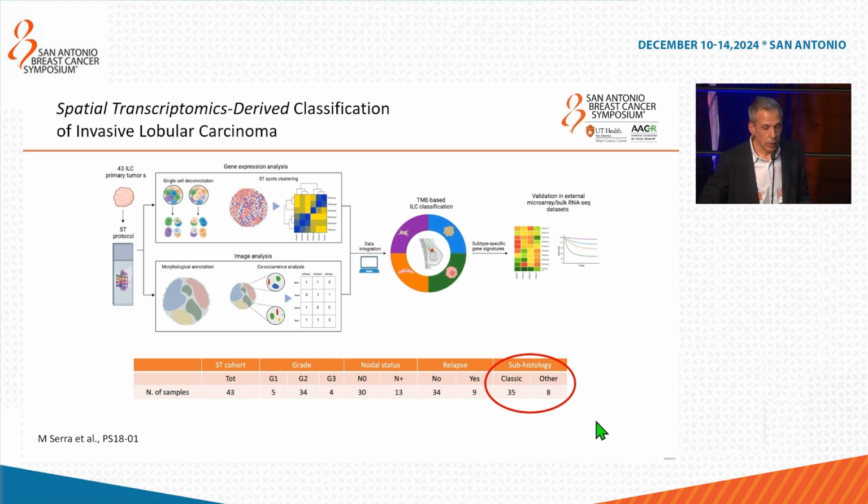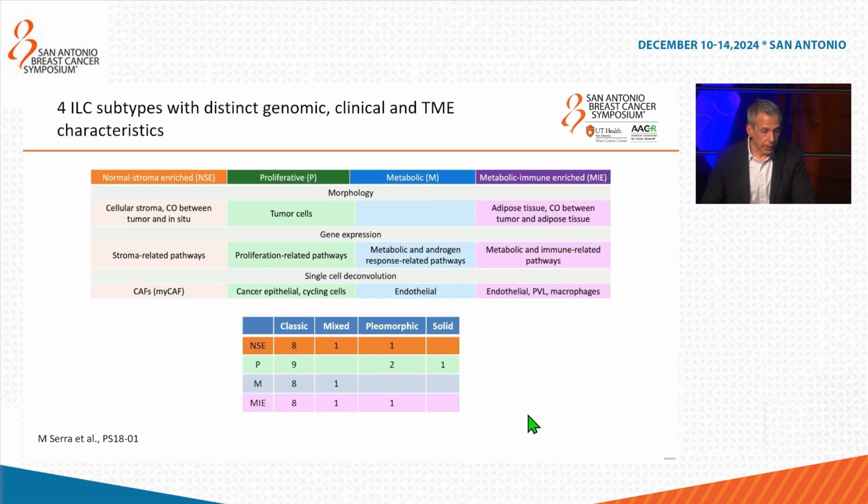I will show you here. Just to highlight that the majority in that cohort of lobulars were classic. He found at least 4 stable lobular subclasses, because he was able to validate them in an external data set: normal stroma enriched, proliferative, metabolic, and metabolic immune enriched.